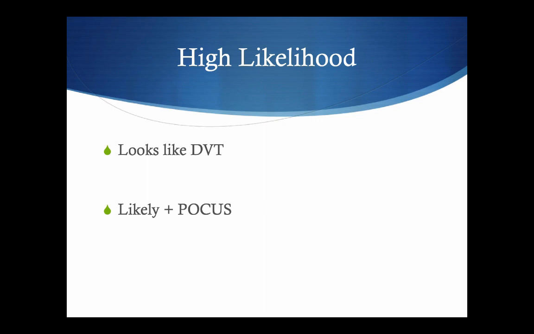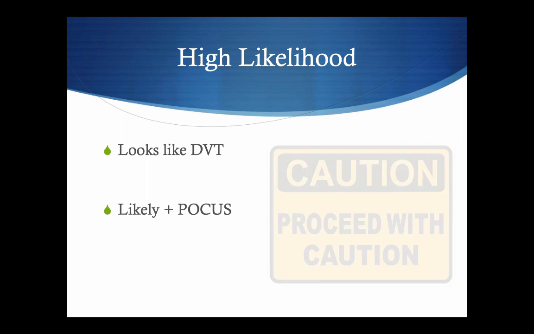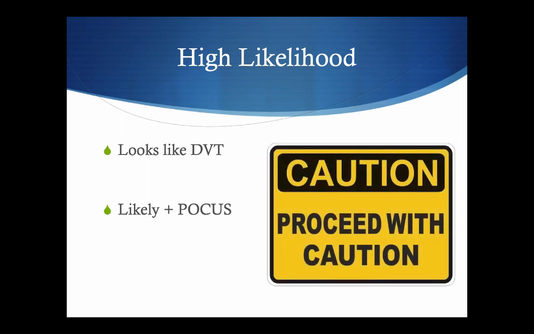And one thing I want to say about high likelihood, now this is where I'm veering off of evidence-based guidelines a little bit. High likelihood is somebody who looks like DVT, right? They got a red, swollen, probably warm leg and some risk factors. Those people have a lot of clot burden. You're probably going to see that on point-of-care ultrasound. Now the caution is that's a minority opinion. There's no good evidence to show that.